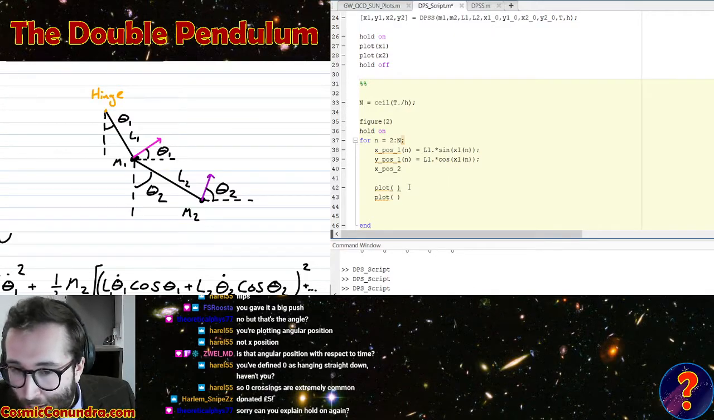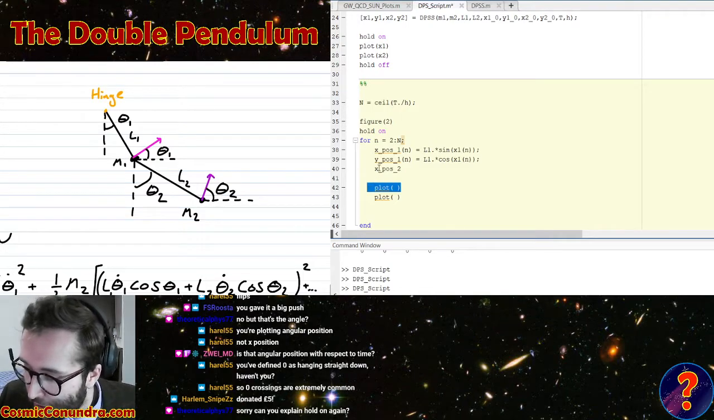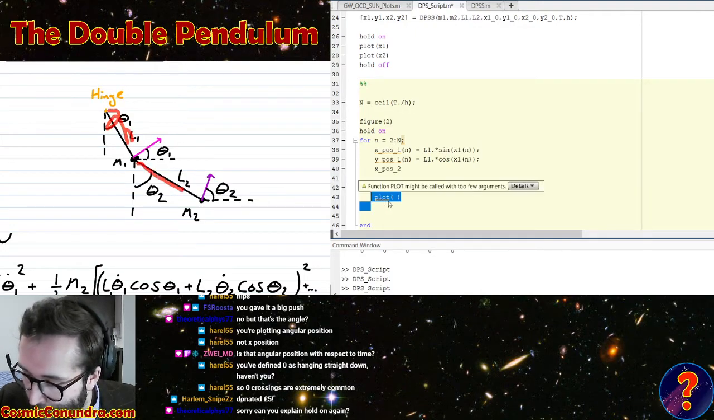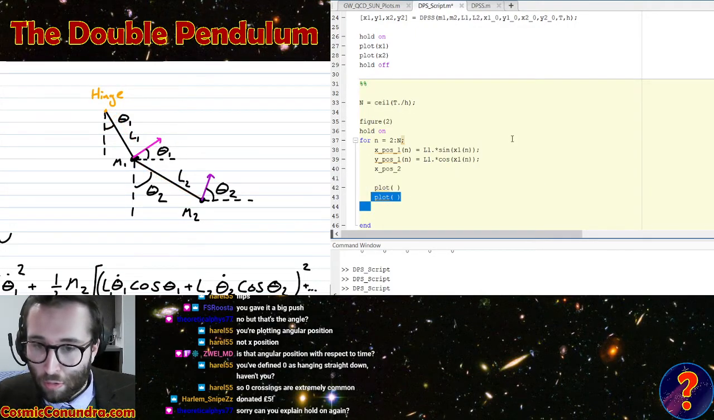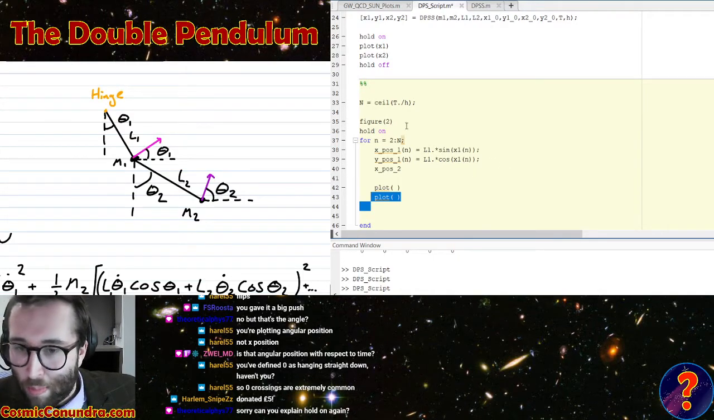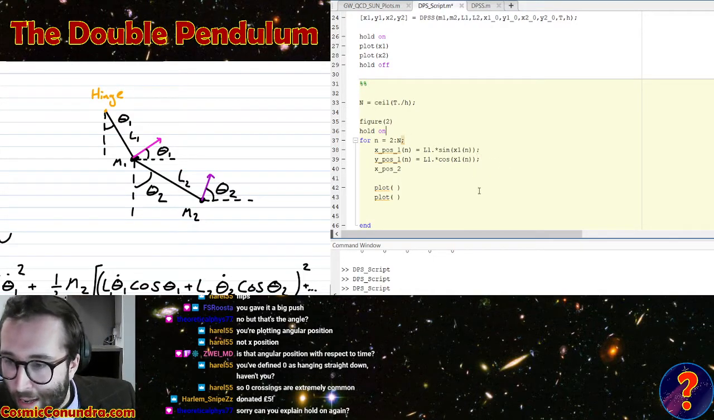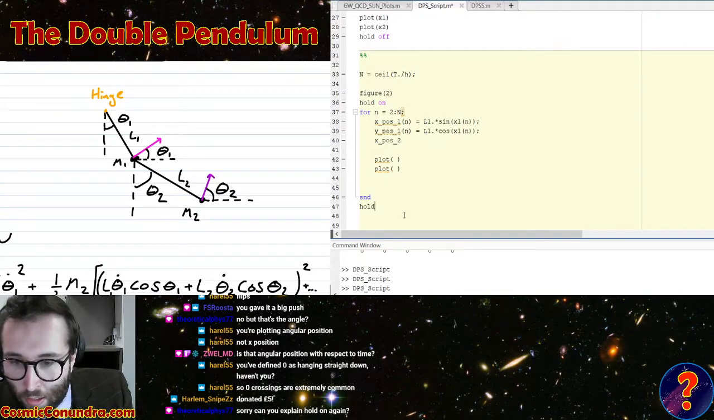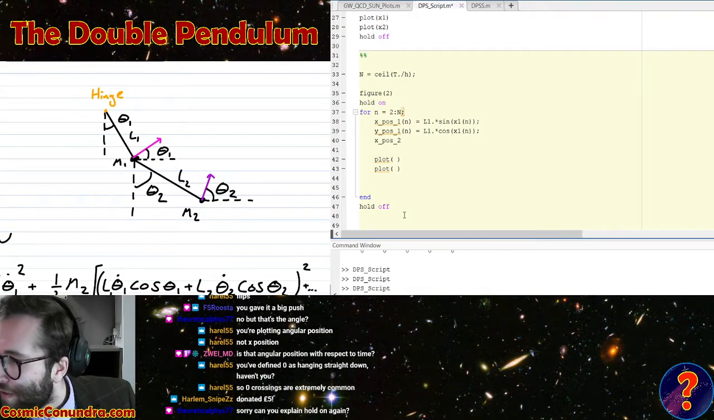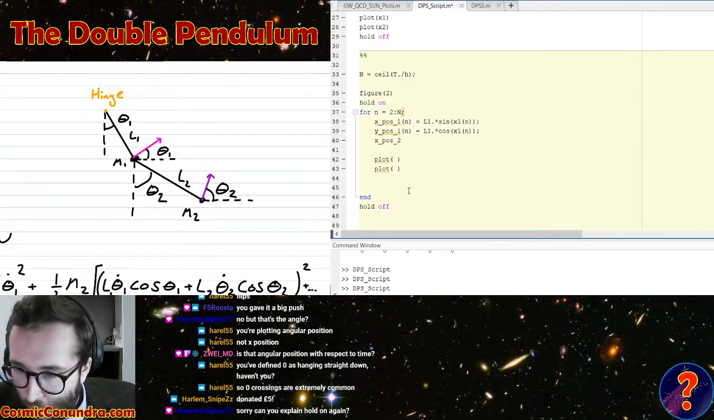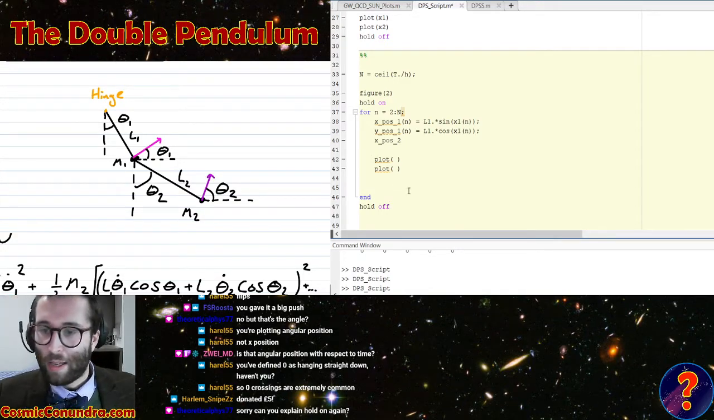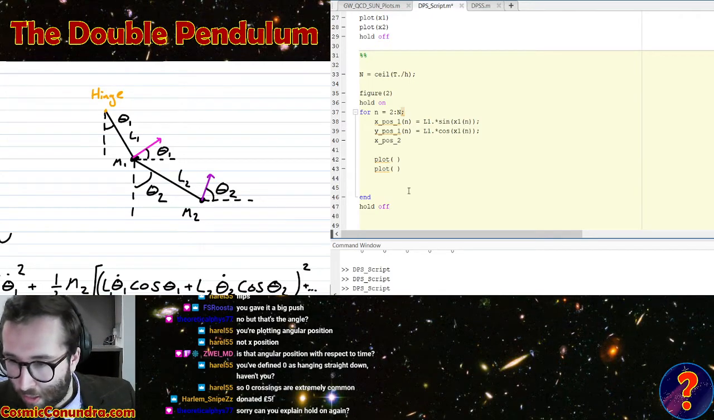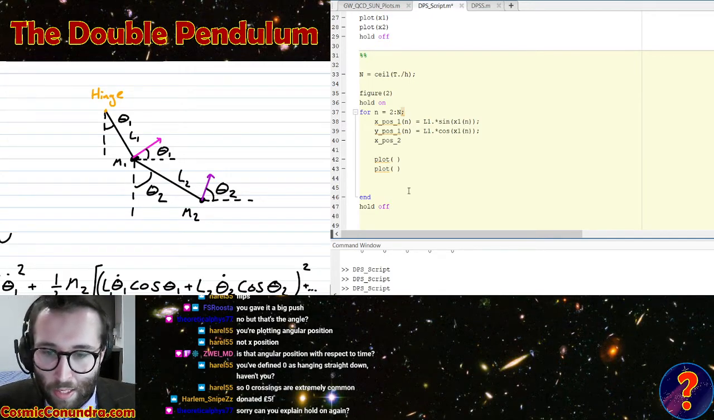Because if they did, what would happen is the computer would quickly plot the first rod. So it would plot this. Then it would see the second plot, and it would get rid of this plot and plot the second one. But I want them to both be on the screen simultaneously. So I put hold on just to say to MATLAB, until I tell you hold off at the very end, don't finish plotting. Keep taking my instructions on what to plot on this figure. Okay, that's what it means.